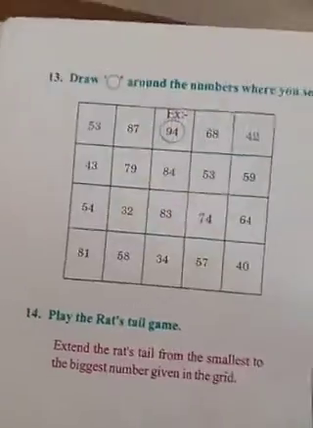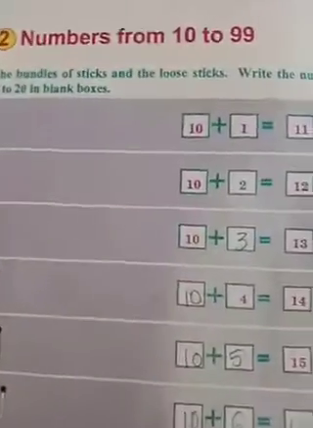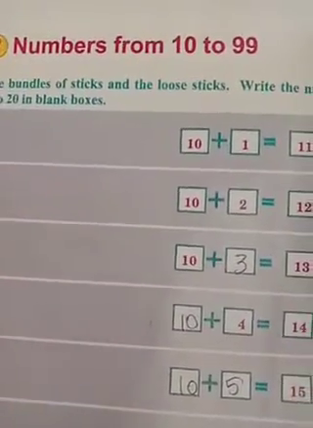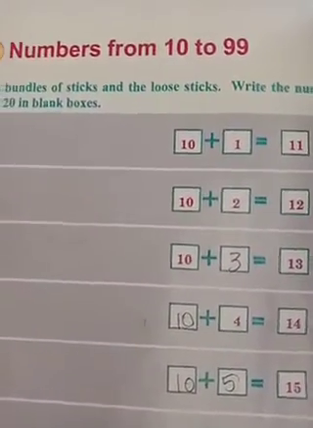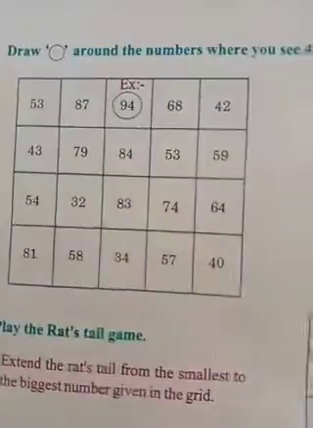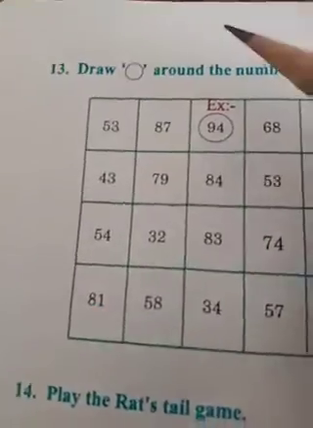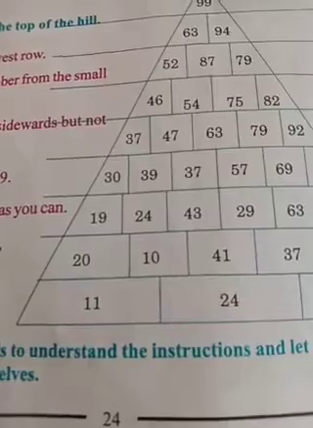So now, second chapter: numbers from 10 to 99. What is our chapter? Our chapter name is numbers from 10 to 99. So, 13th bit. Now see here, page number 24. Open it, children.